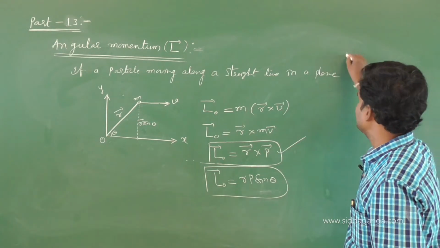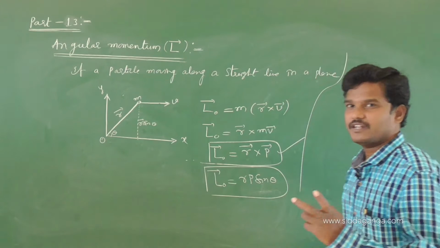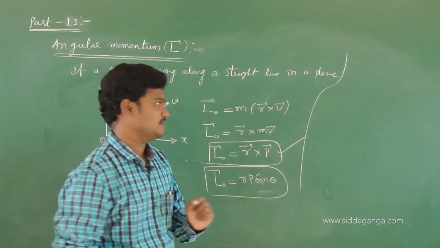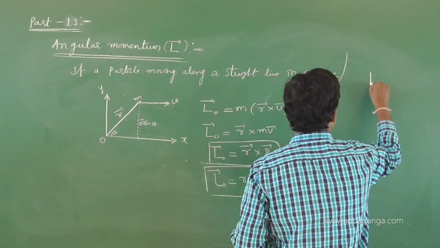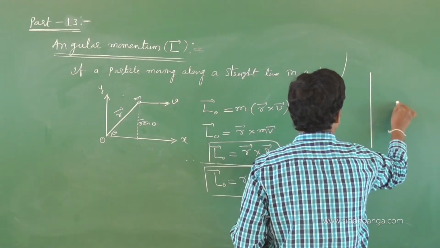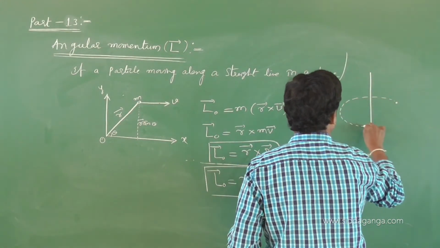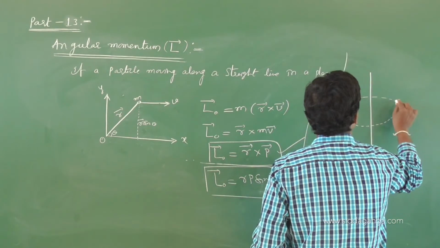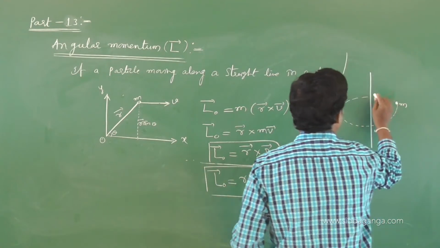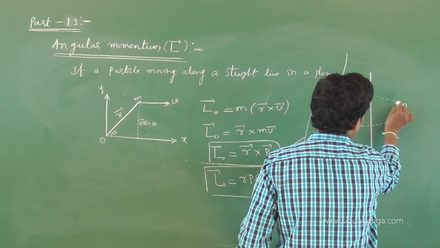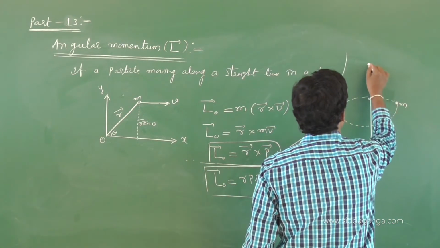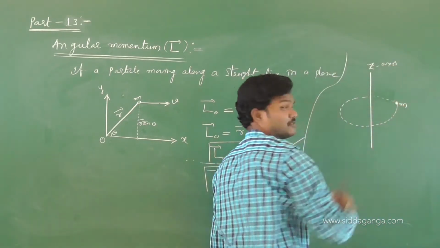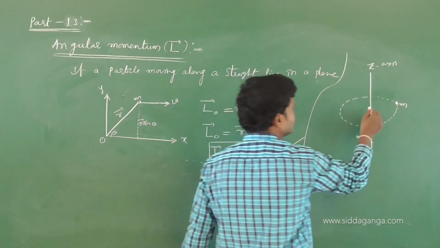If any particle is rotating about a fixed axis, let us suppose the particle is rotating about a fixed axis like this. This is the particle whose mass is m, rotating about a fixed axis. Let us suppose this is the z axis, into the board or out of the board, and r is the perpendicular distance.